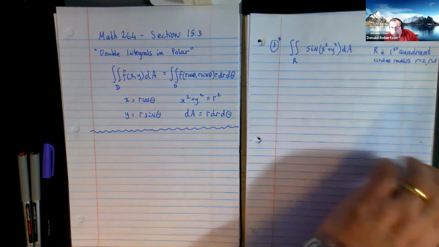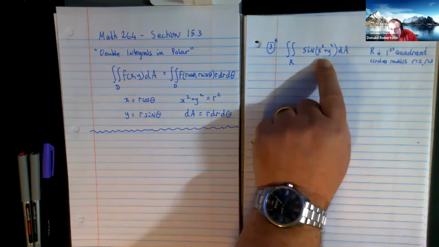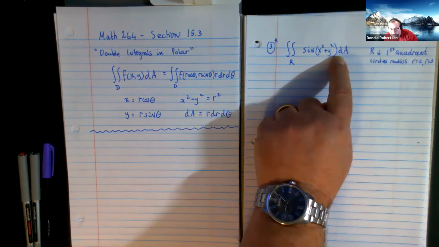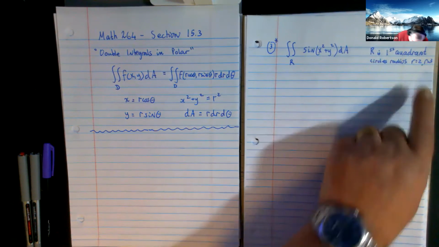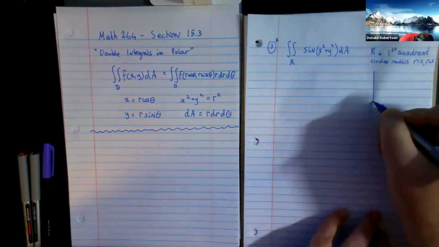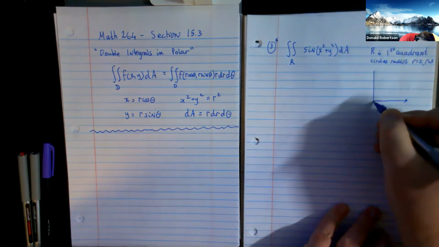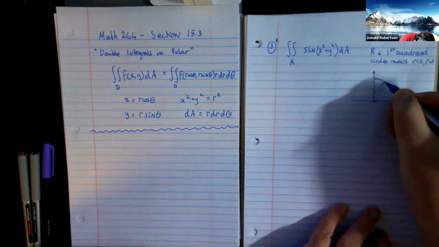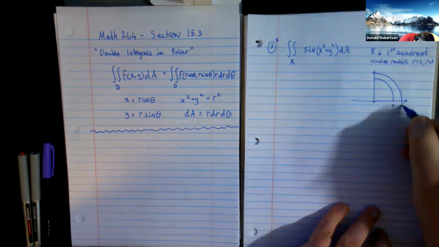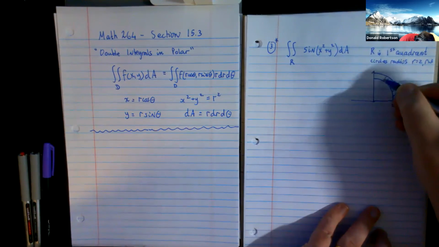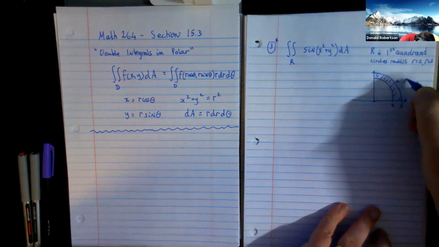So I've got one set up here. The integral of sine of x squared plus y squared dA, the region R is in the first quadrant and it's bounded by two circles. So since it's in the first quadrant, it's here. And can you imagine that's a circle of radius 2 and that's a circle of radius 3. So that is your region R.